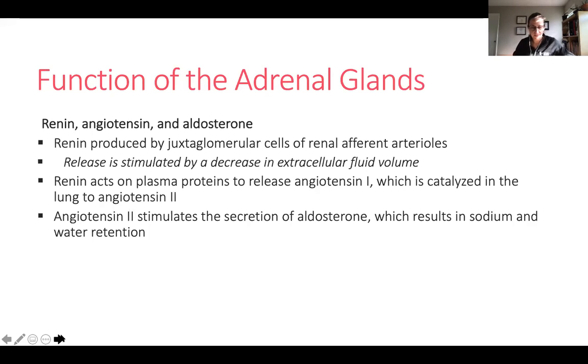So this renin-angiotensin and aldosterone cascade, each step triggers the next one in the cascade, and it's initiated by a decrease in extracellular fluid volume. So then when that happens, the renin activates the release of plasma proteins to angiotensin 1, and then it is catalyzed in the lung to angiotensin 2, and then that stimulates the secretion of aldosterone, which then results in sodium and water retention. I have a little chart.